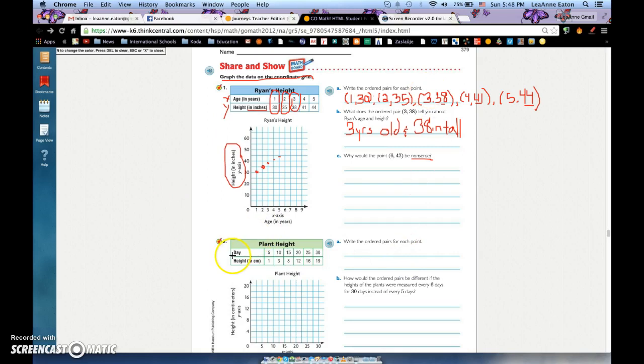Then let's look here on number 2, plant height. We have the day and we have the height. What is something that we can measure? Are we measuring the day or are we measuring the height? Stepan, are we measuring day or height? We're measuring height, which means that that's going to be our y-axis, so day is our x-axis.